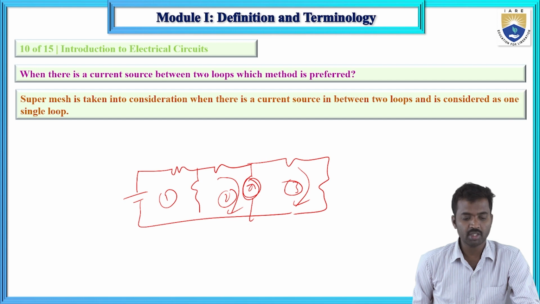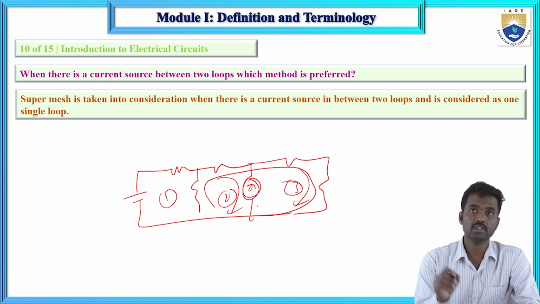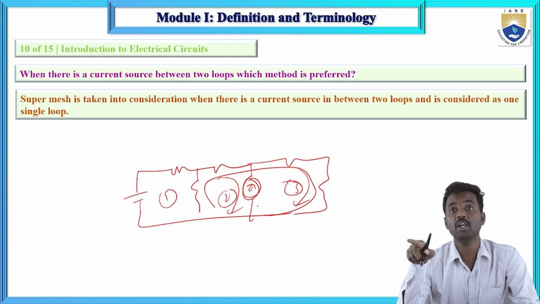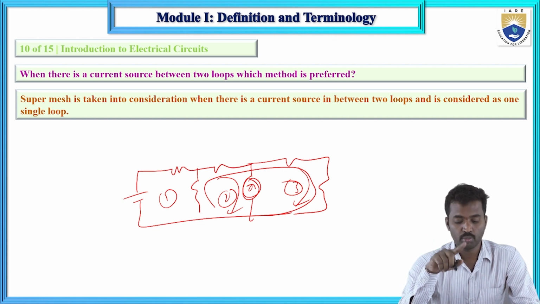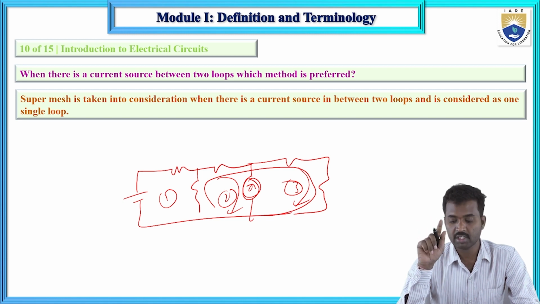So here a super mesh is taken into consideration when there is a current source in between two loops, and it is considered as one single loop. So we will consider it as one single loop and we will apply KVL for loop 2 and loop 3. For both loops, we will apply KVL, considering them as a single loop.